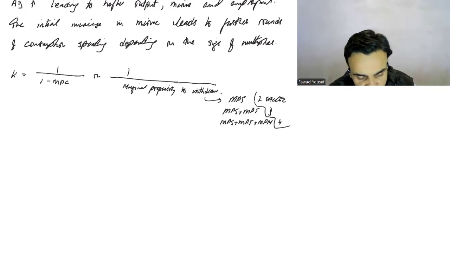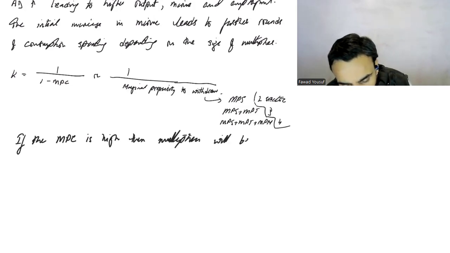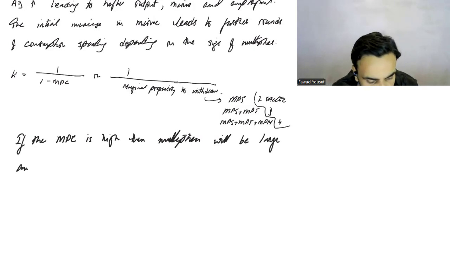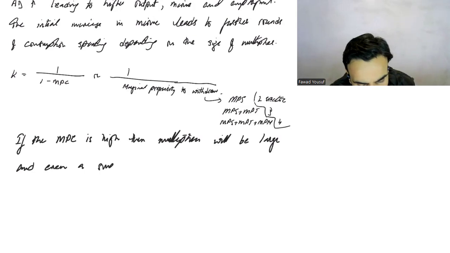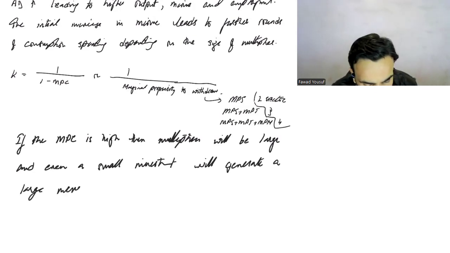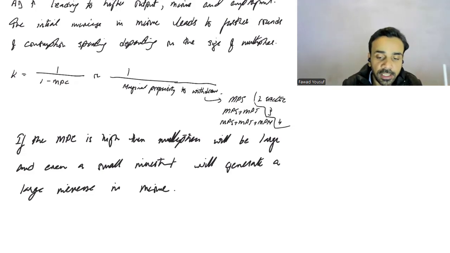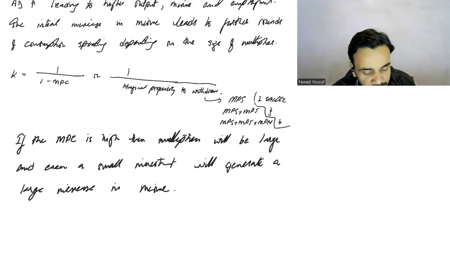तो हम ये बात करते हैं इस पॉइंट के ऊपर, that if the MPC, marginal propensity to consume, is high, then the multiplier will be large, and even a small investment will generate a large increase in income.